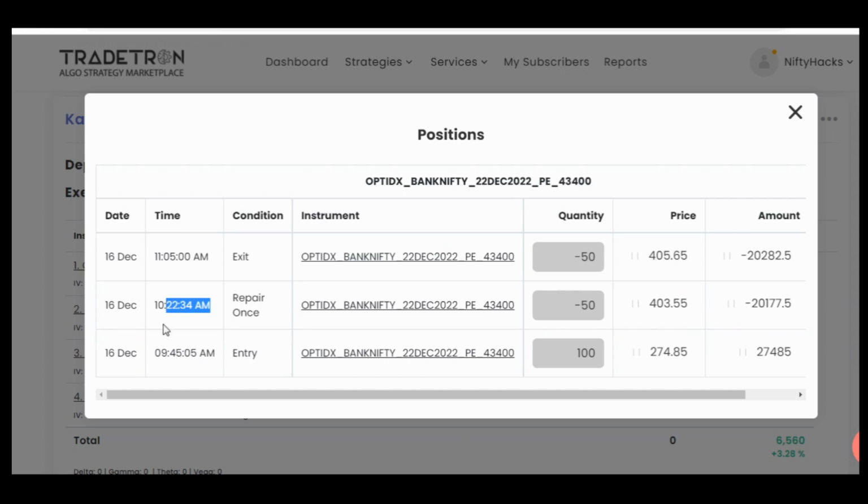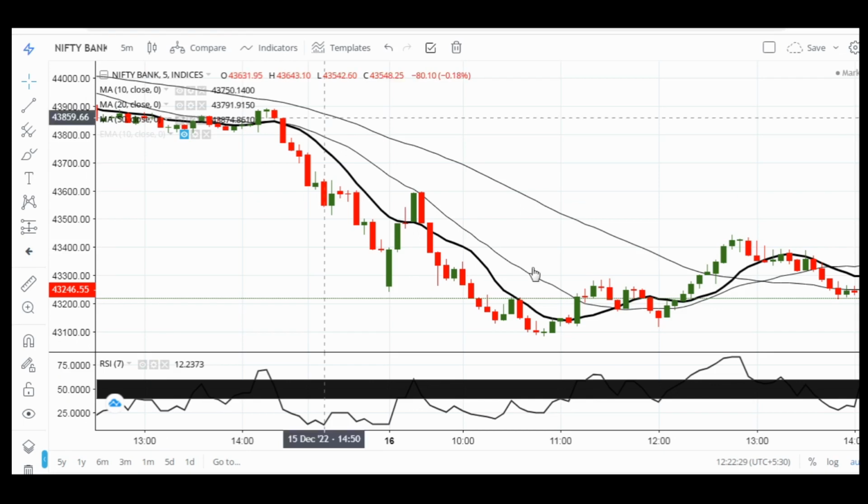So let's see exactly. We have booked our first lot at 10:22. So our entry price was 274, and our first lot exit is at 403, and after that our second lot has exited at 11:05. So I think we must have closed above the SMA 10. So let's check that on chart.